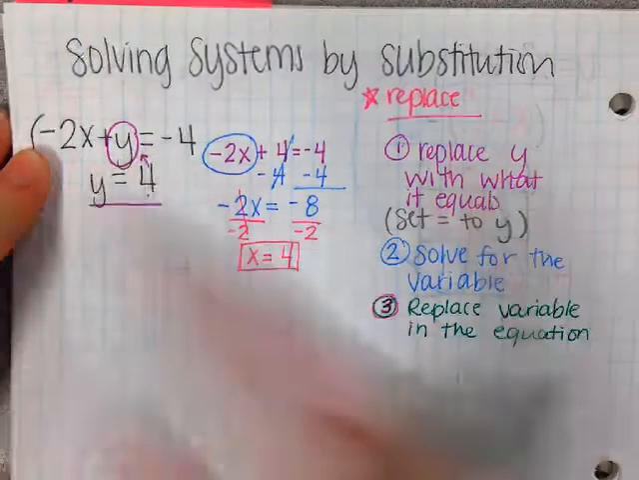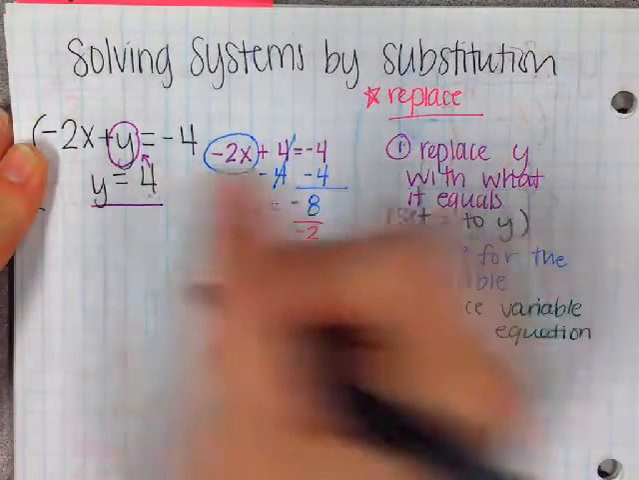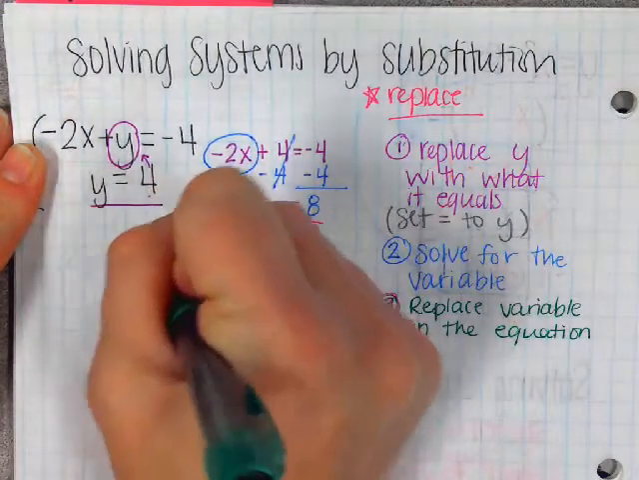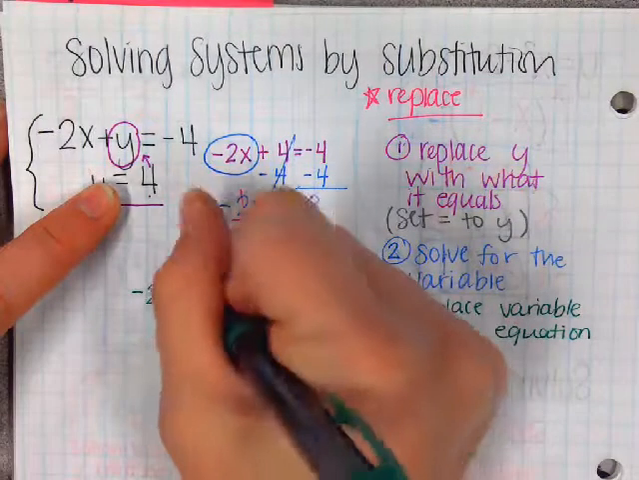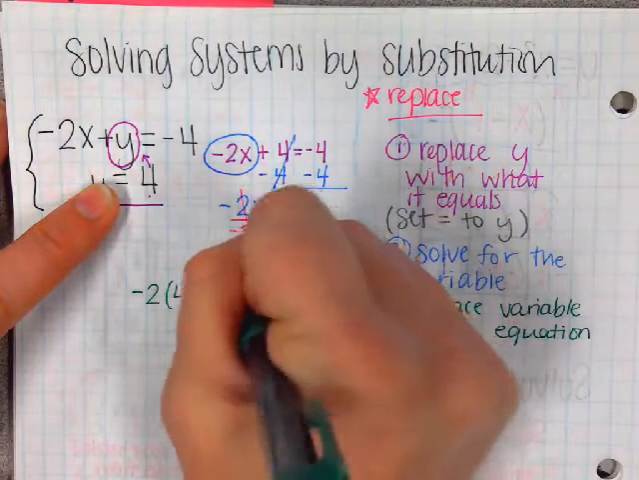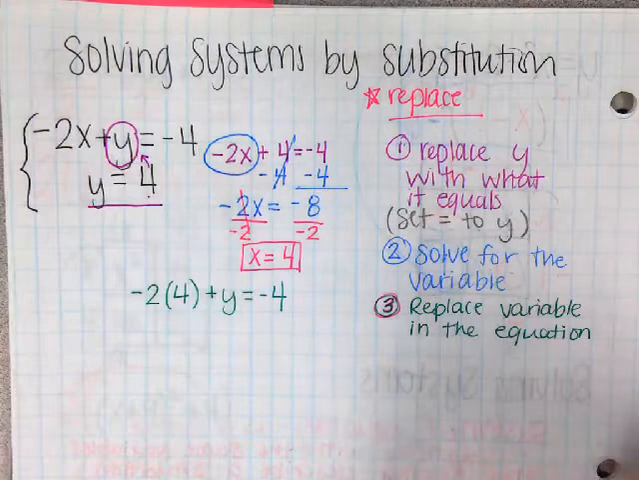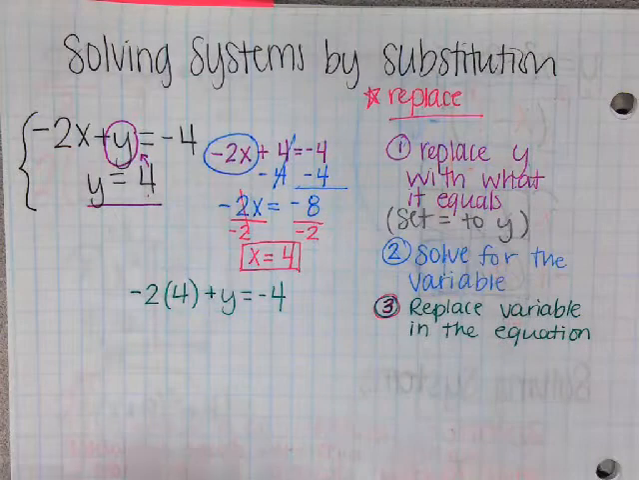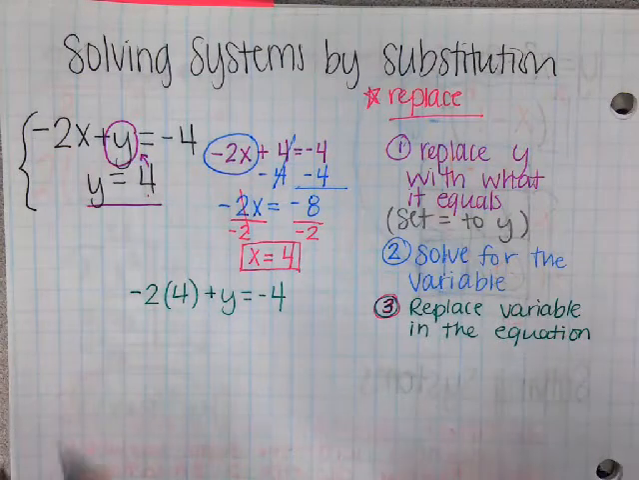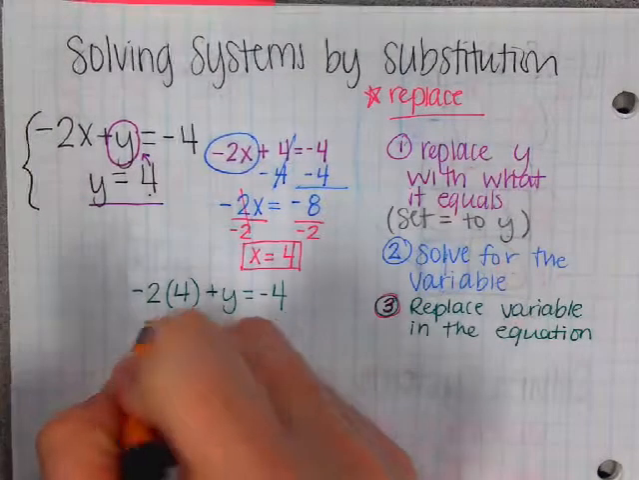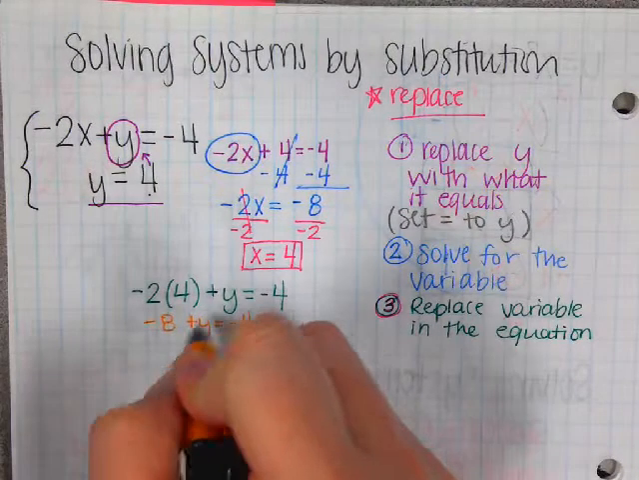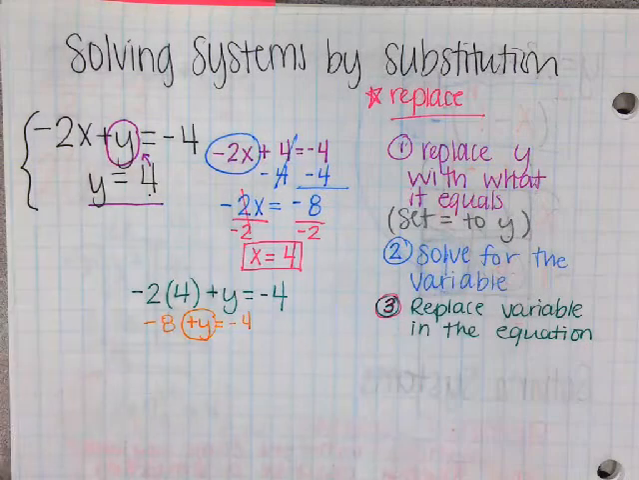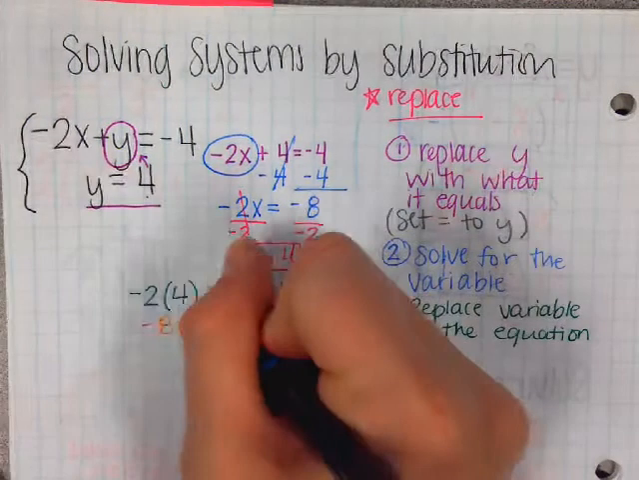So I'm going to plug this 4 in so that I can make sure that my y value is correct. So I'm going to do negative 2 parentheses 4, because that's what it tells me my x value is, plus y equals negative 4. And I'm just going to make sure that this is correct. Okay, negative 2 times 4 is negative 8, plus y equals negative 4.